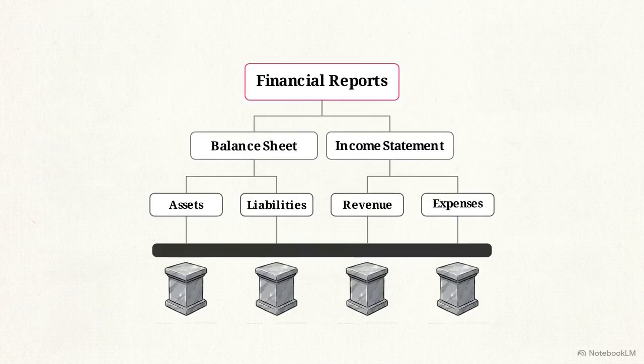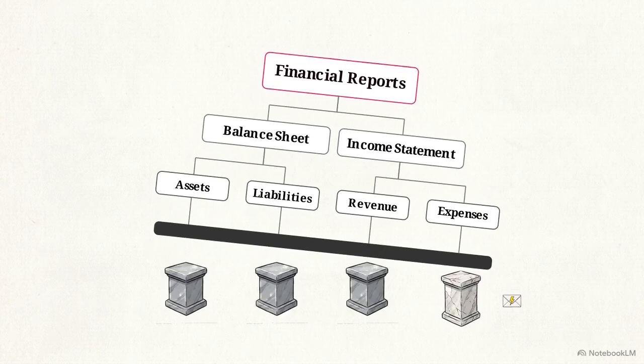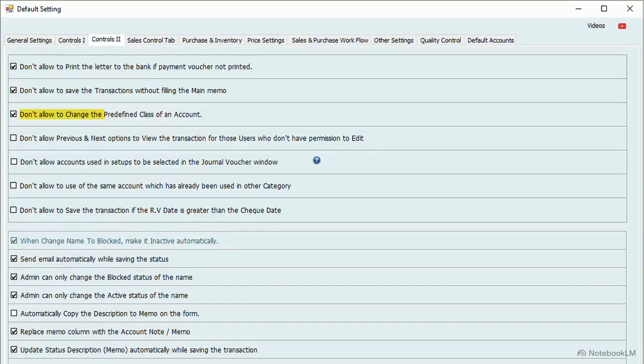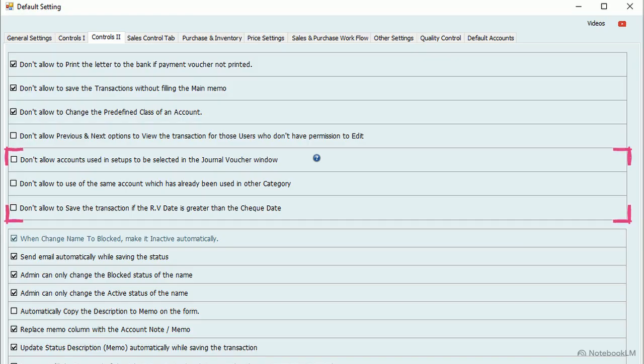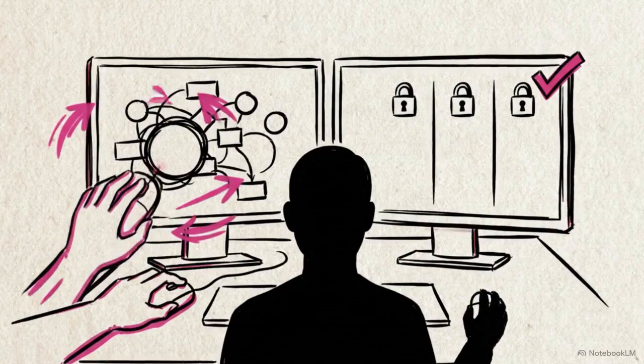If staff members alter these classes, it can misalign your financial reporting. Check the third box to prevent any manual changes to these predefined account classifications. The middle section of this interface governs how users interact with the Journal Voucher window and specific account setups. Select these checkboxes to ensure users cannot reuse accounts across different categories from the moment it is entered.